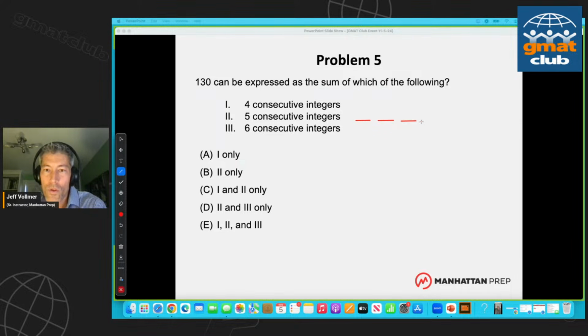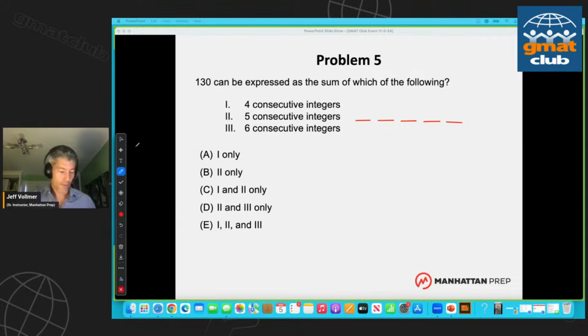All right. If 5 consecutive integers could add up to 130, well, consecutive integers are uniformly spaced, right? There's a symmetrical set. So what I could do is see, if 130 is the sum of 5 things, what would the average value be? What would the average value be if 130 is the sum of 5 terms? So we could do 130 divided by 5.